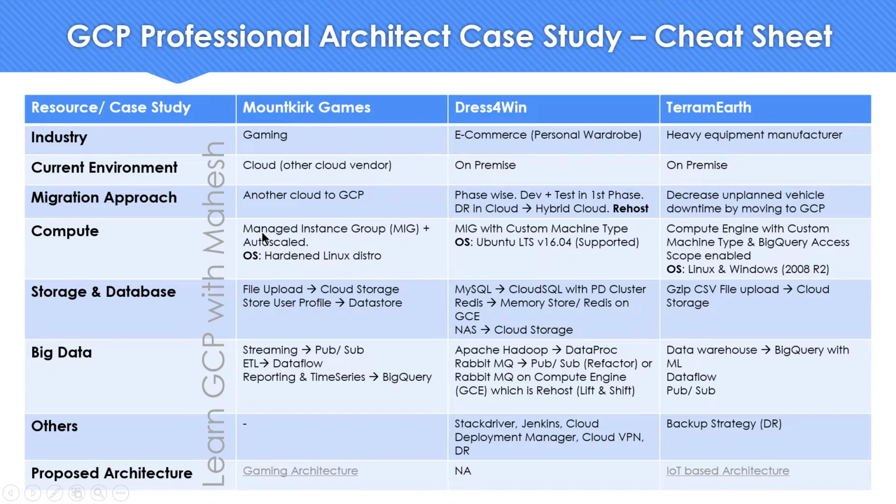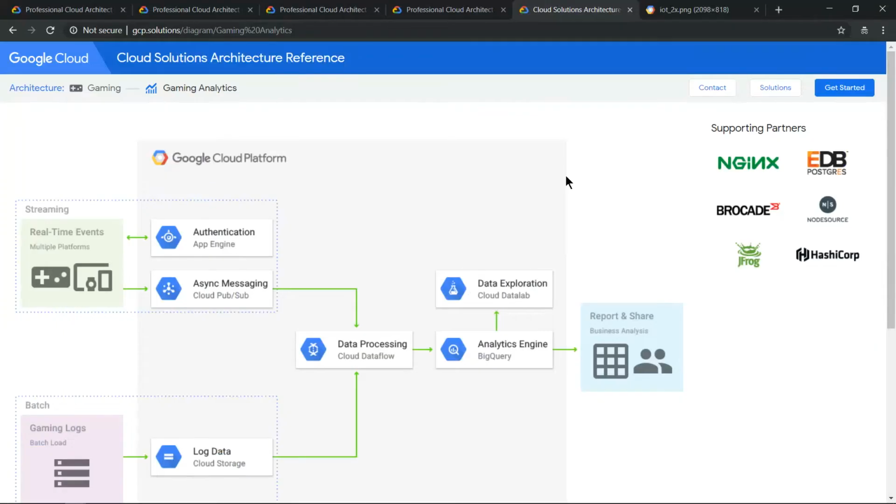And based on the case study, I have created these compute and storage options, the mappings, which can be used in GCP, which should really help you. For Mount Creek Games, the gaming company, this architecture should help you to understand how they are planning to do.